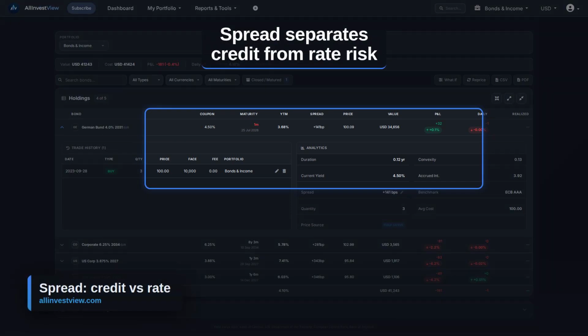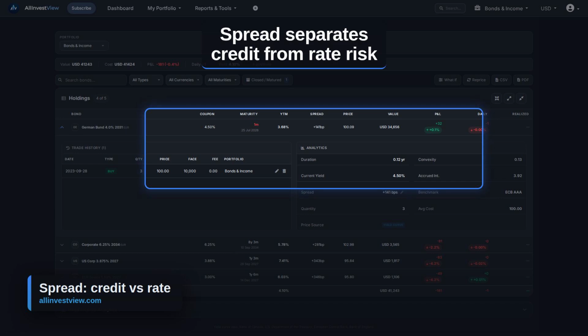The spread separates credit risk from rate risk. When you bought, your yield was higher than the risk-free government rate for that maturity. That gap, in basis points, is your reward for credit and liquidity risk. It's locked in at purchase, so day to day, only the curve moves.